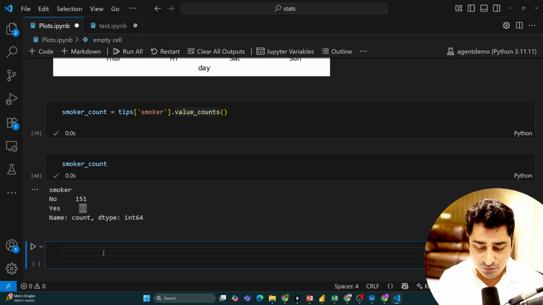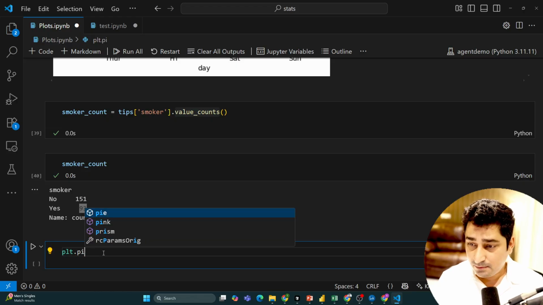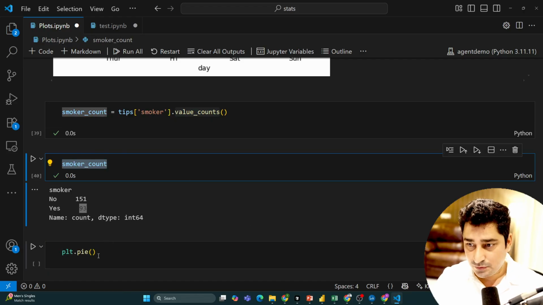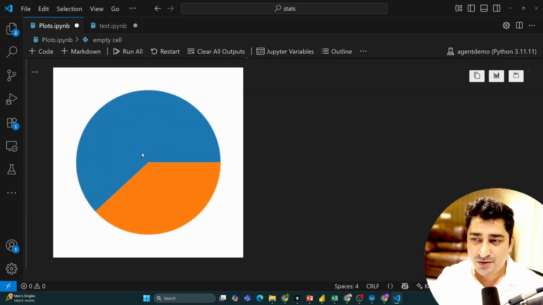Now let's try to do a plt dot pie plot over here, and let's pass the data. First of all, smoker count, I'm going to pass it down over here. So this is something which I'm able to plot, but although I am able to understand that blue is representing a non-smoker and orange is representing a smoker, right? I have not given a label to this one.